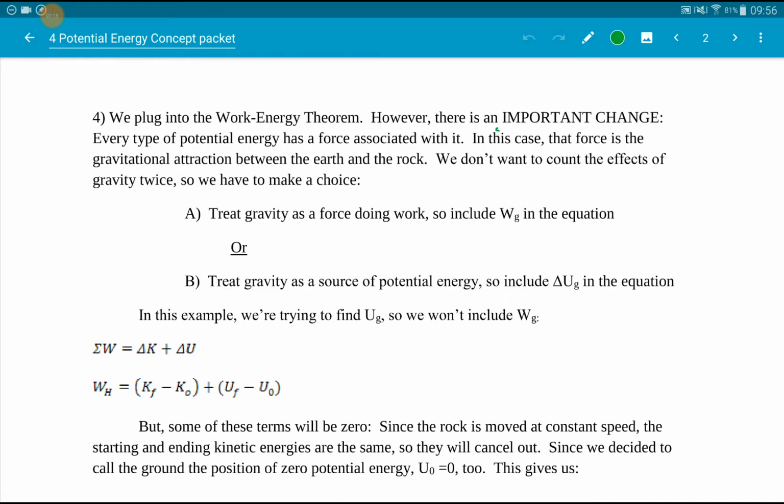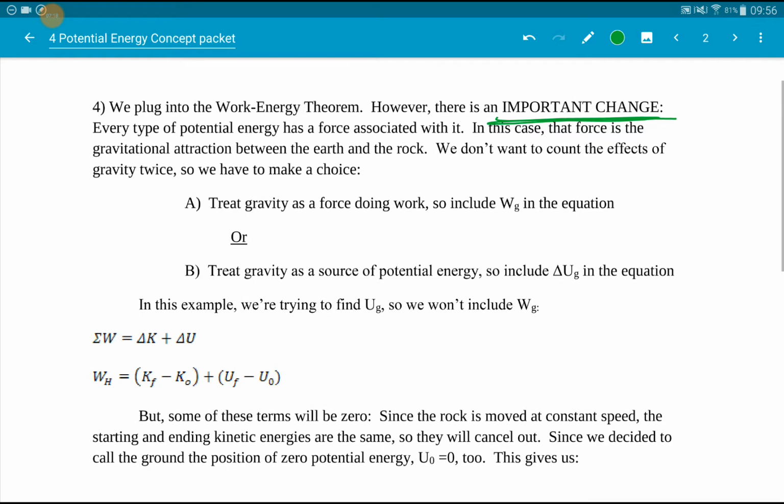However, there's a very, very important thing to think about. Every type of potential energy has a force associated with it. That should make sense. We know that so far, any amount of change in energy is just some force that's gone through a displacement. So a particular type of energy, potential energy, shouldn't be any different, and it's not. In this case, that force is the gravitational attraction between the Earth and the rock. The Earth pulls the rock down. The mass of the Earth pulls the rock down. We don't want to count the effects of gravity twice.